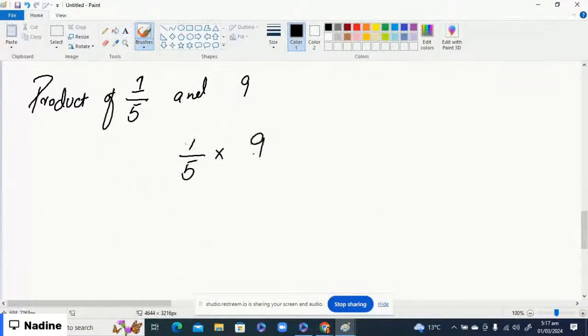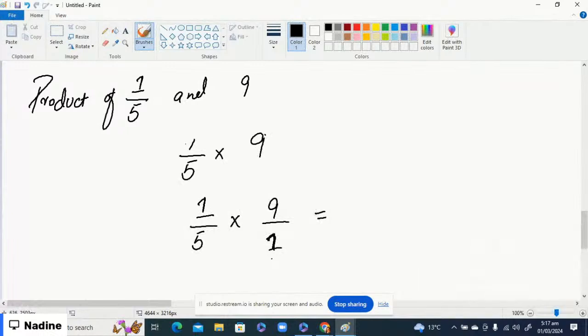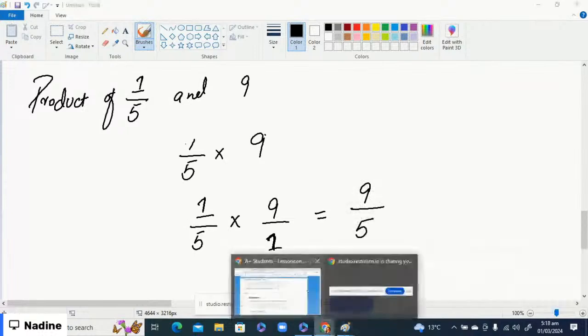What do we do firstly? First of all, we are converting this 9 into a fraction. So 1/5 times 9 over 1. Okay? We are converting 9 into 9 over 1. Now, 1 times 9 is 9, and 5 times 1 is 5. This is 9 over 5.